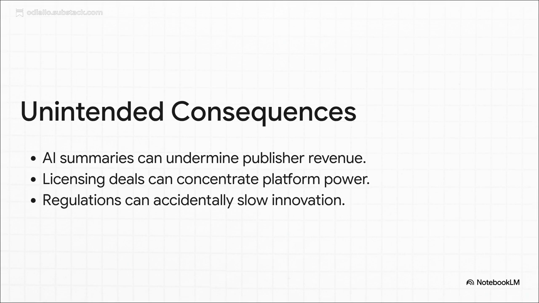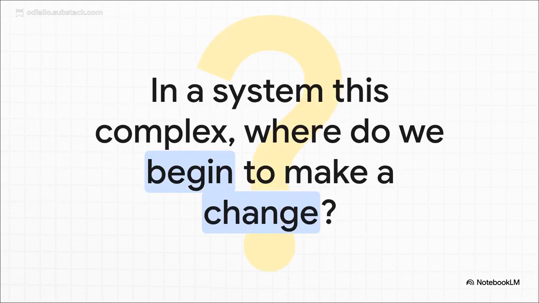AI summaries that were meant to be helpful end up hurting publishers. Licensing deals made to be fair could end up giving a few giant platforms even more power. Even well-meaning regulations could accidentally slow down innovation. Seemingly good ideas can have these negative effects that just ripple across the whole system. Which, of course, raises a fair question.